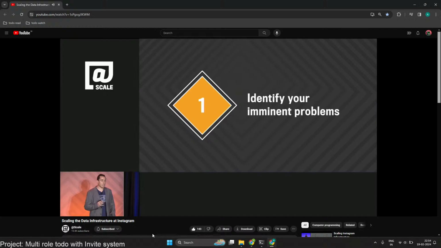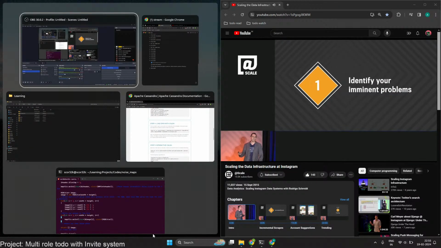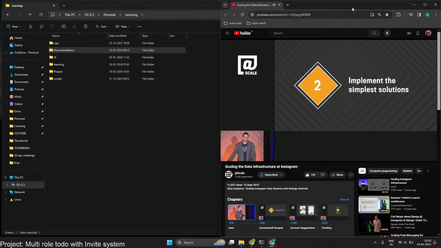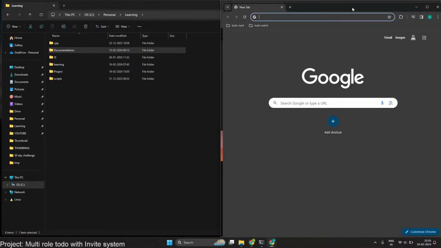Number 1, identify the imminent problems that you're about to have. Identify, for example, that you're running out of capacity, you're starting to see a spike in latency. Therefore, you know that you cannot take on the load that is going to increase with the number of users that is increasing at the rate that it's increasing currently. So you identify those problems, and then you look into the simplest possible solution that you can implement.